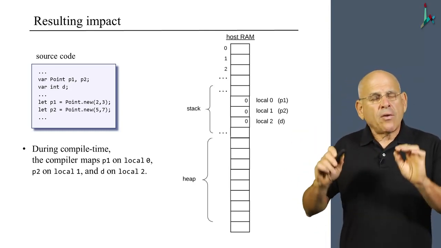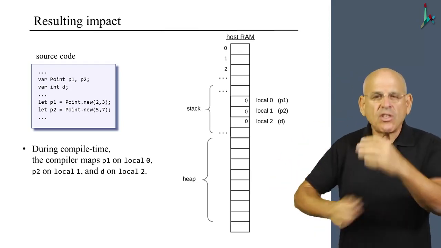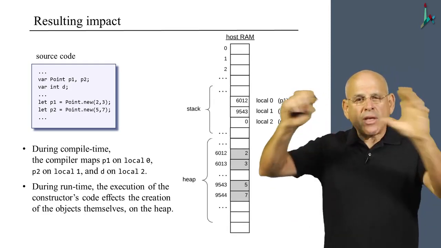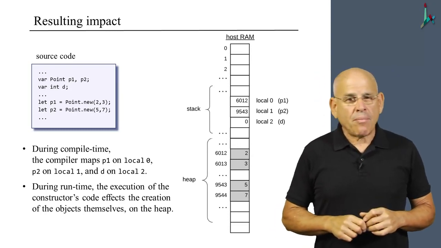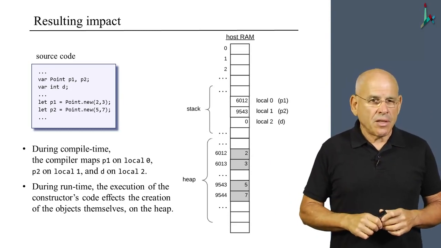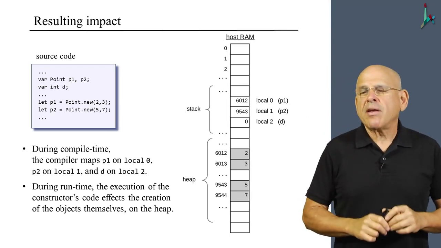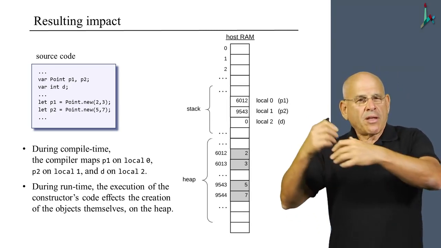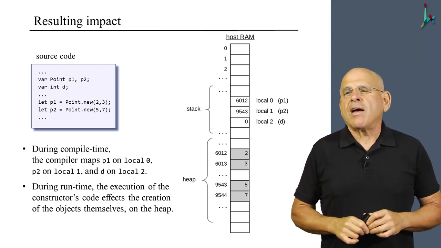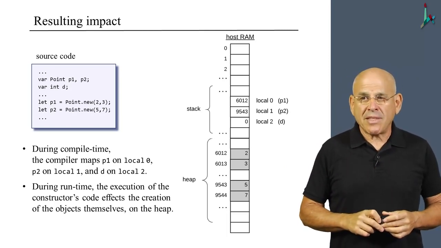Only when we call the constructors, and only when the constructors actually go to work, only then, during runtime, are we going to actually create the objects on the RAM and assign their base addresses to the previously allocated variables. So object construction is a two-stage affair that happens both during compile time and during runtime, and it's important to understand it, and that's why I took the trouble to repeat this slide as well.